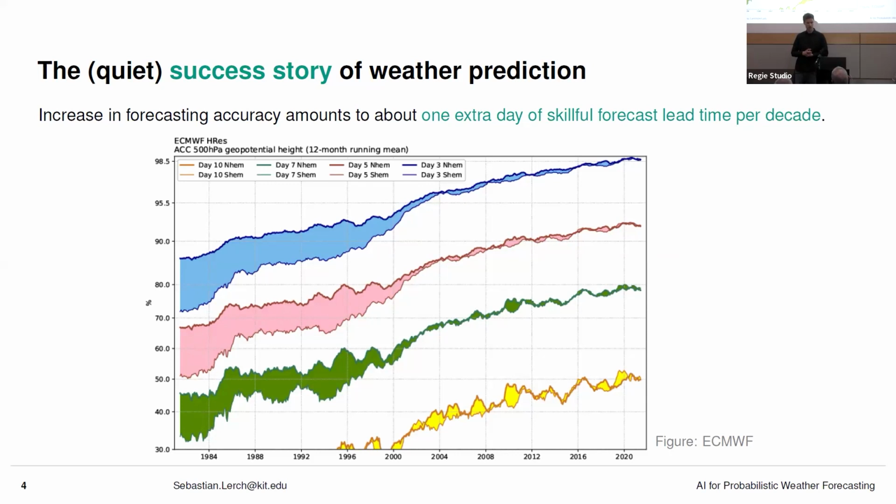And what you can see here is the forecast quality plotted against time. And you can see all lines go up. So essentially, forecasts get better and better over time. Different colors here correspond to different lead times. So yellow lines are forecasts that were made 10 days before, and then from green to blue, it's 7, 5, and 3 days.